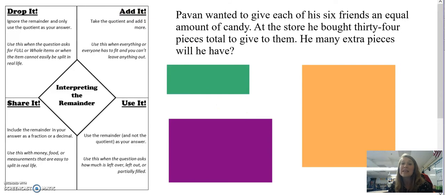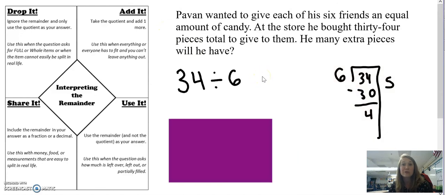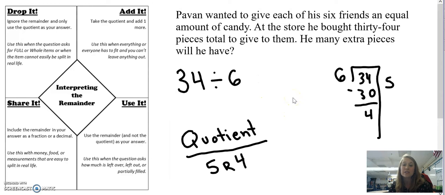Pavan wanted to give each of his 6 friends an equal amount of candy. At the store, he bought 34 pieces total to give to them. How many extra pieces will he have? So again, we need to find our equation. Well, Pavan has 34 pieces, and he's going to divide them amongst his 6 friends. So we have the equation 34 divided by 6. Solve it using partial quotients, or for this one, probably your math facts, and we see that our answer is 5 with a remainder of 4.